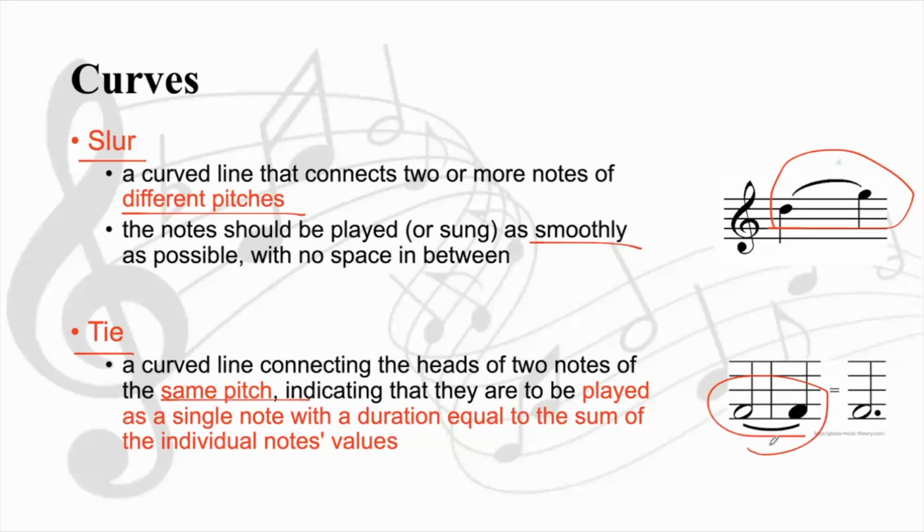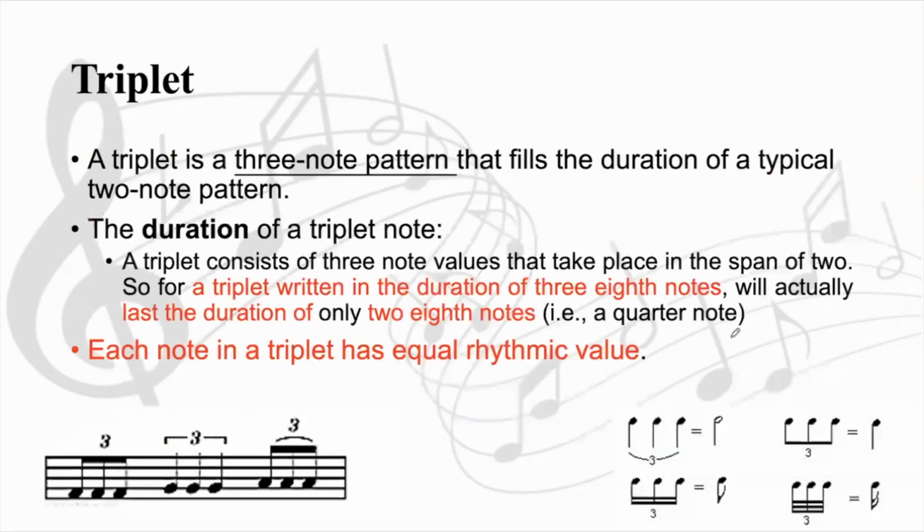Okay. So even this, we can combine it together, become a half with a dot. So it will only be played once, and the duration will be added together. It's the sum of the individual note values. So these two are easy, and then we come to the difficult one, which is the triplet.